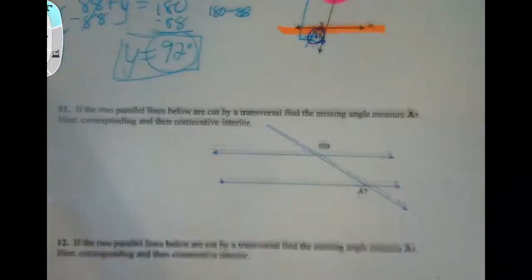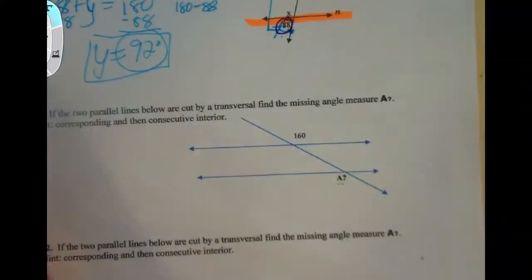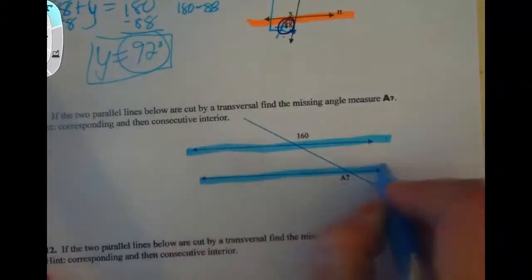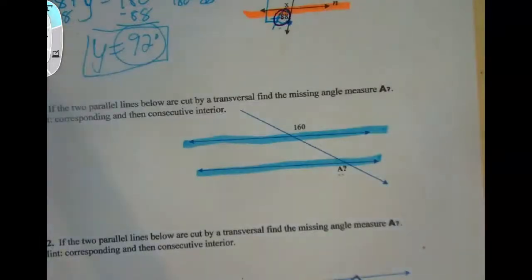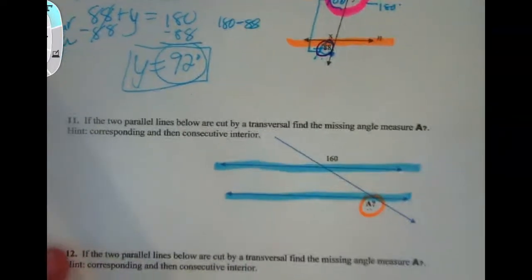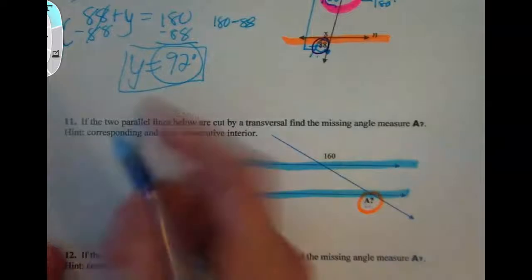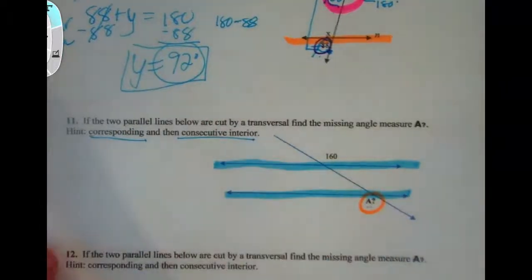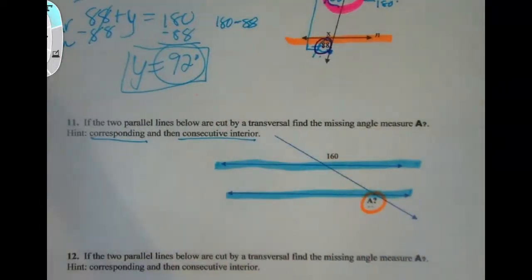All right, let's look at the next one. So we have two parallel lines, and they're cut by this transversal. We need to find A. I can do a couple things. You know how I said I like to move the number to be near the variable? That's just what I do. You can move the variable to be near the number. It doesn't really matter. But I gave you some hints, corresponding then consecutive interior. So you could do that.